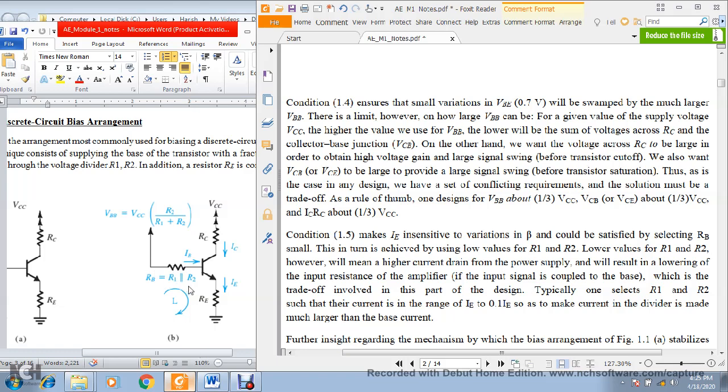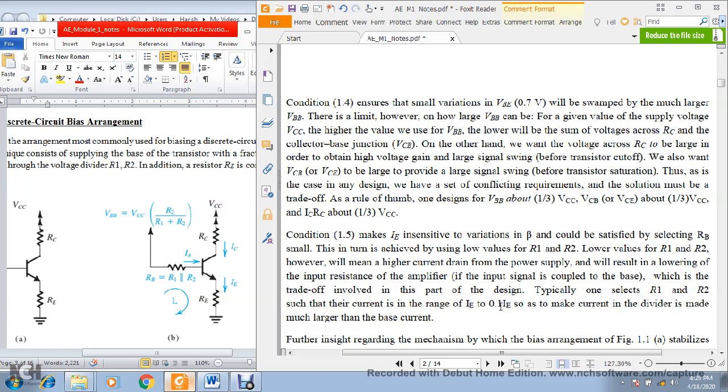If you do so, the input resistance of the amplifier will reduce. Again, it is a flaw. So there is a trade-off. If you want to make IE independent of beta, you need to sacrifice the input resistance. Or if you want more input resistance for an amplifier, then there is always sensitivity of IE to the change in beta. So you need to have typical values of R1 and R2 such that their currents are in the range of 0.1 IE.